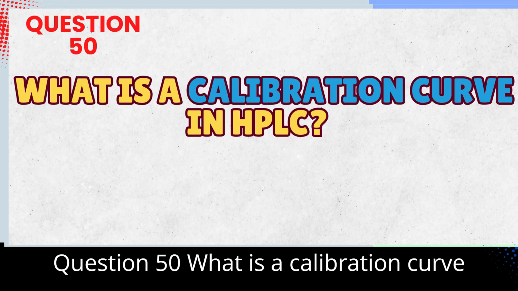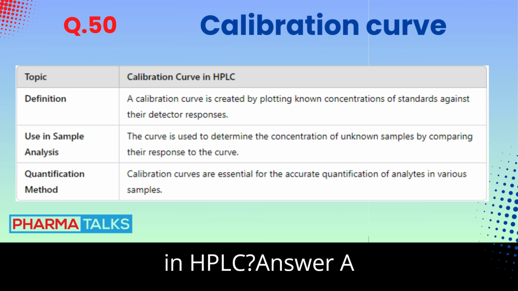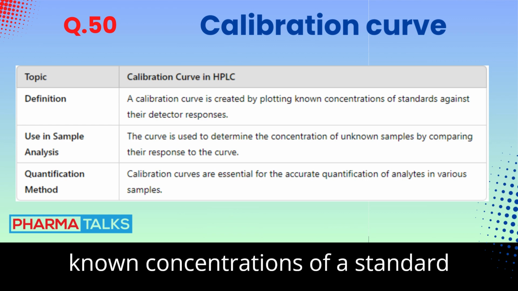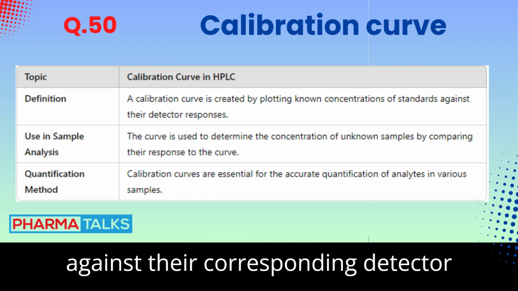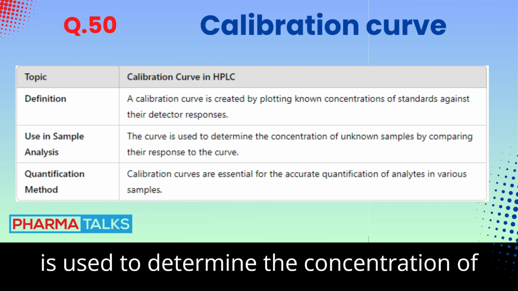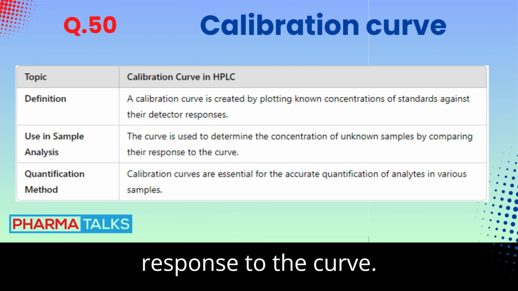Question 50. What is a calibration curve in HPLC? Answer. A calibration curve is created by plotting known concentrations of a standard against their corresponding detector responses, peak area or height. It is used to determine the concentration of unknown samples by comparing their response to the curve.